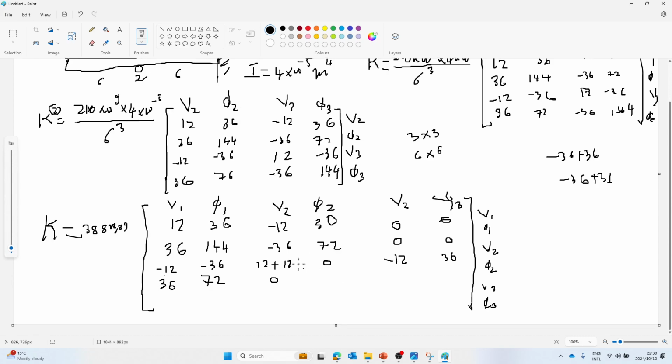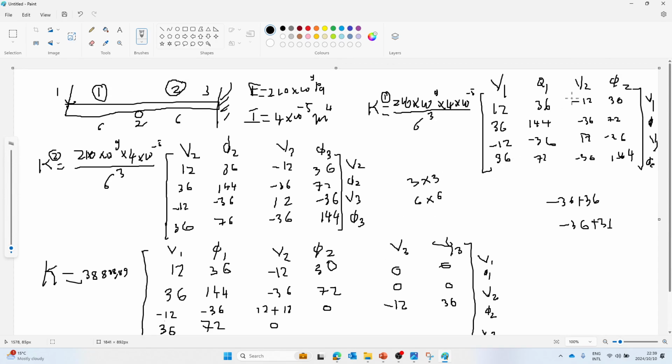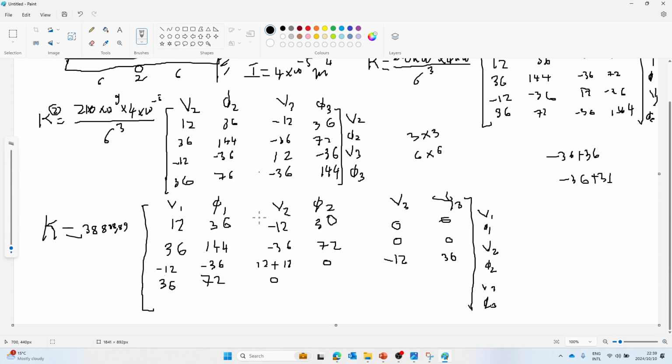Now we are still under this line. Now we have phi 2 phi 2. Here, phi 2 is 144. Do you also have phi 2 here? Yes, it is 144 as well. So you have 144 plus 144. What's the value? It is 288. Yes. You do it for each element.